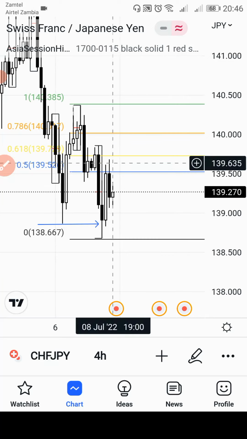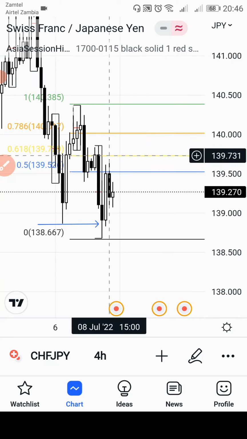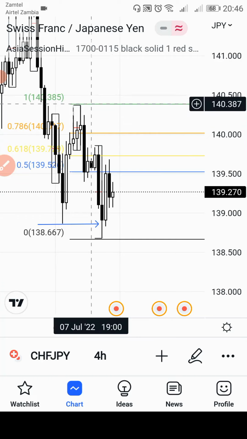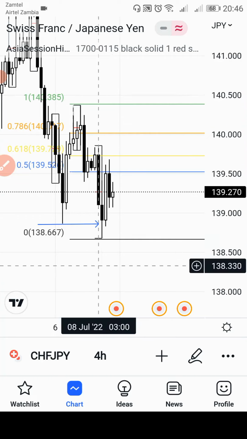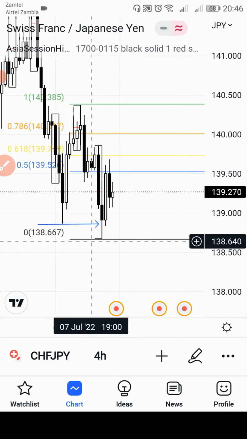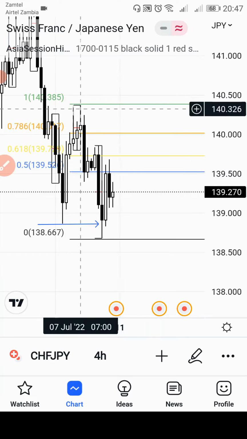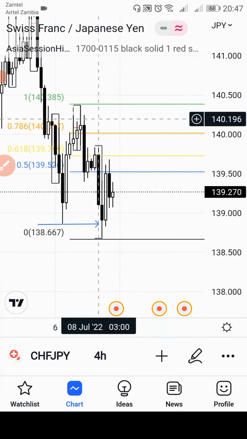My premium levels are from the 61.8 to the top, which is the origin, or if I'm buying, from the 61.8 to the origin at the bottom. So this is our premium zone right here. This is where I look for my order blocks.